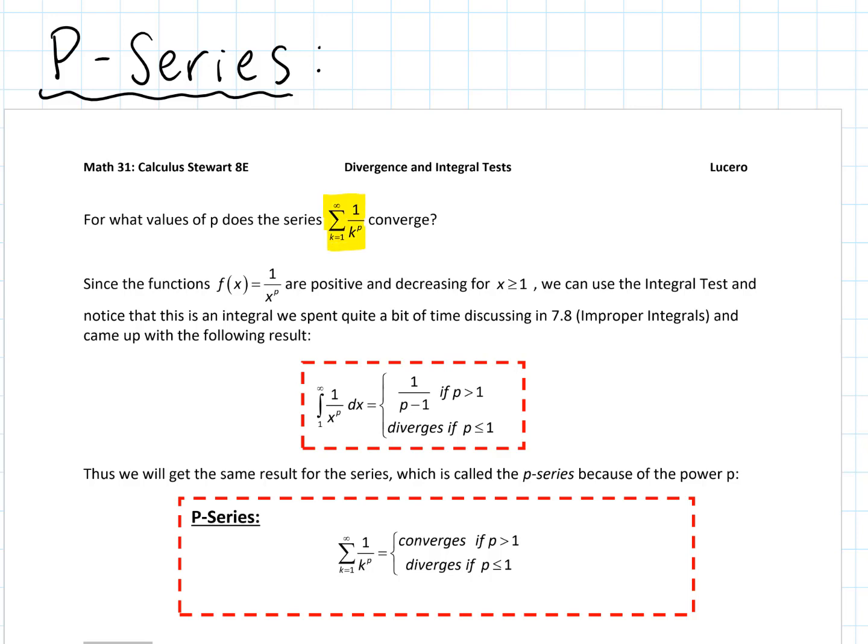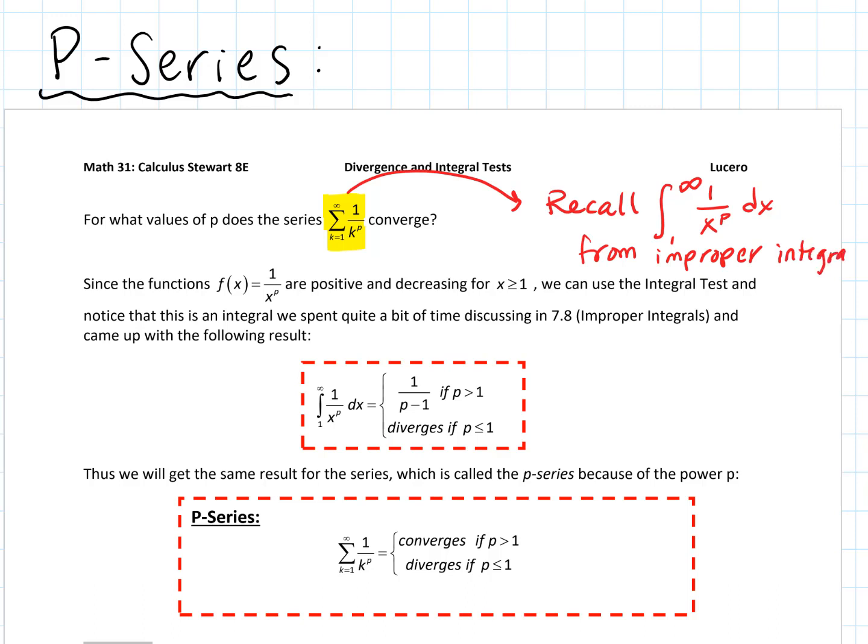And this is very, very similar to an integral that we looked at back when we looked at improper integrals, 1 over x to the p dx. So recall this from integration, from improper integrals. Remember, we looked at this guy when we looked at improper integrals, and we went through a whole proof to determine for which values of p this would converge.